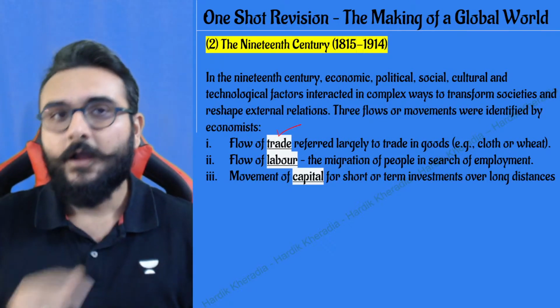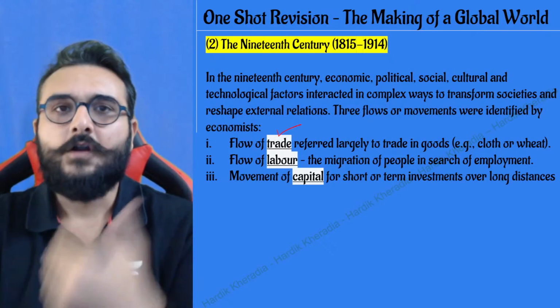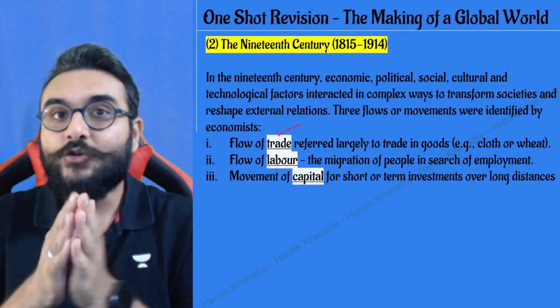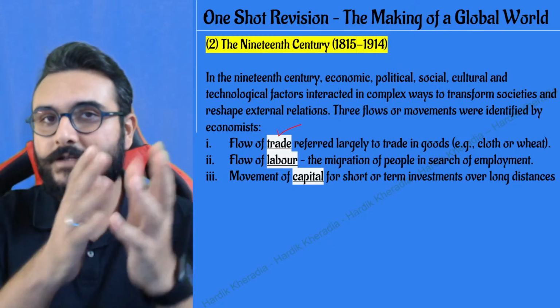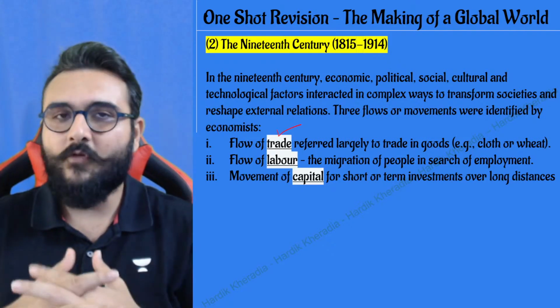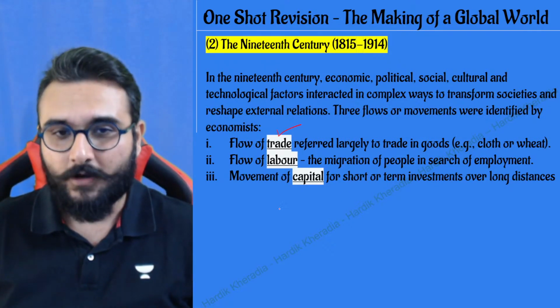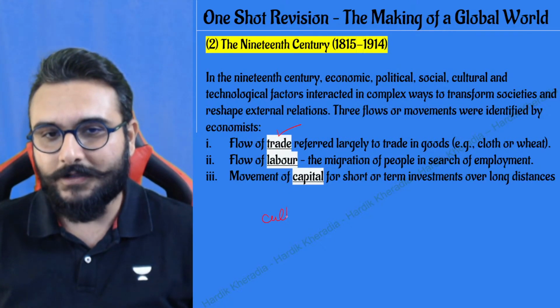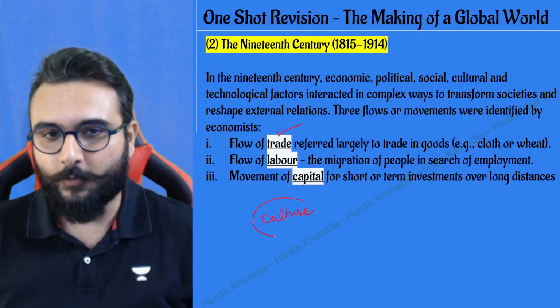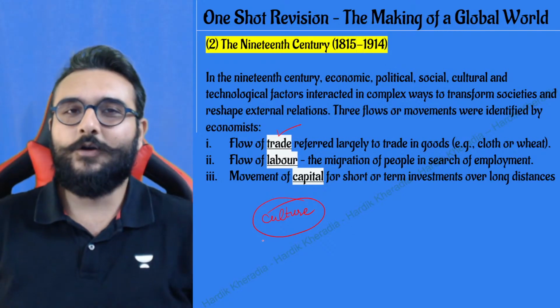And capital, you will see a lot of foreign companies investing in India, and you will also see a lot of Indian companies investing abroad. That is movement of capital. And the fourth point is not mentioned here in your textbook, but I'd like to mention culture as a byproduct of globalization. You know what is culture?